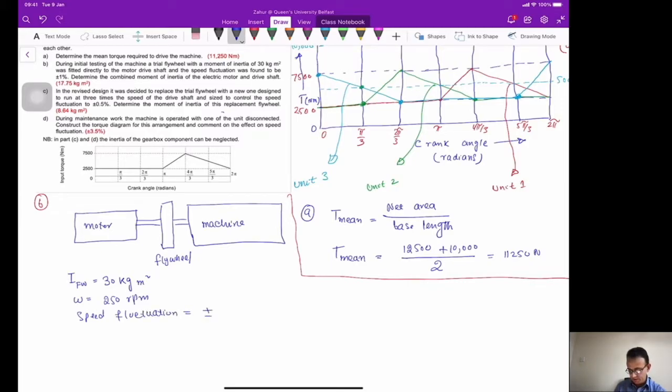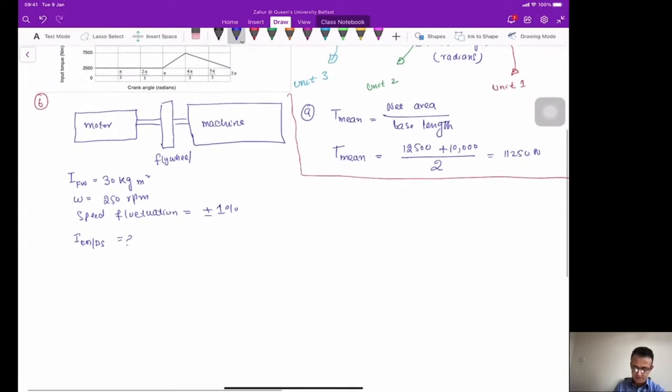Which is plus minus 1%. From this, you can calculate omega 1 minus omega 2 divided by omega, which is the fractional speed fluctuation. So now the requirement is to determine the combined moment of inertia of the electric motor and drive shaft. So what we need to calculate is the I of the electric motor and drive shaft. This I is unknown in this specific case.